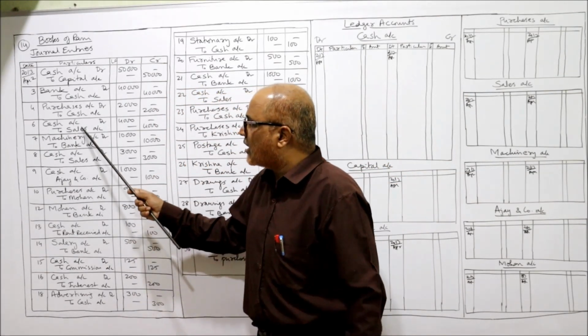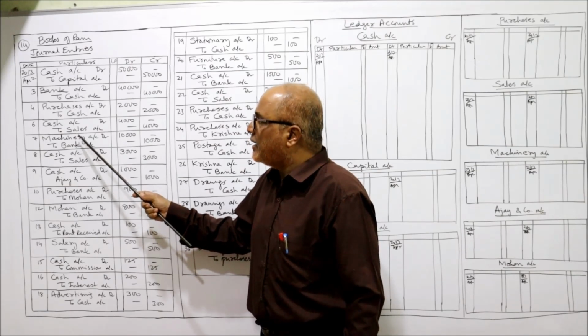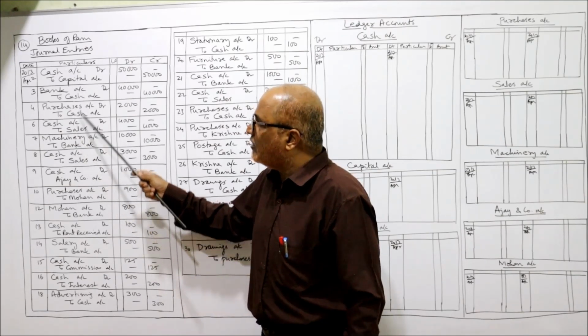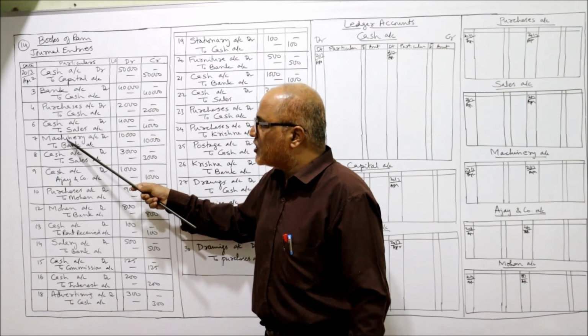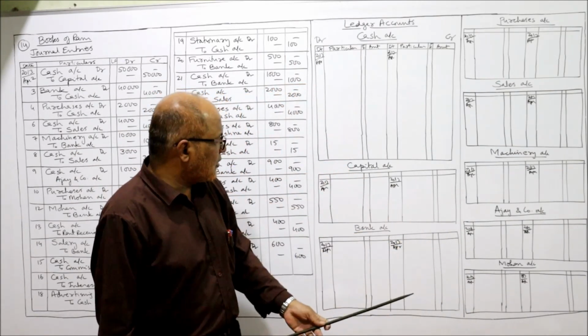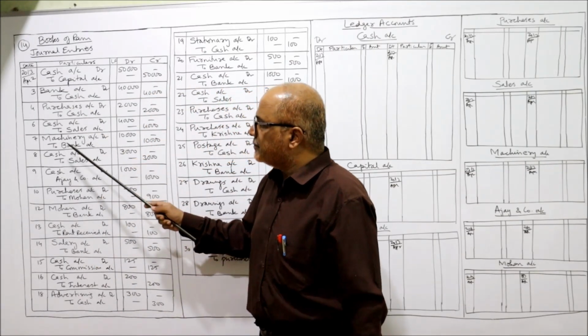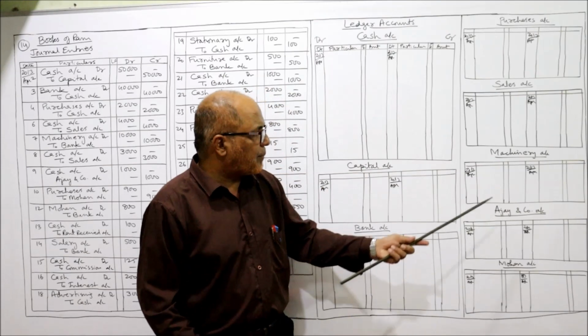Next, after sales account, machinery to bank. So machinery account I have to make, and bank account also I have to make. We don't have machinery account earlier. So we will make machinery account. Bank account is already there. So machinery account I have prepared.